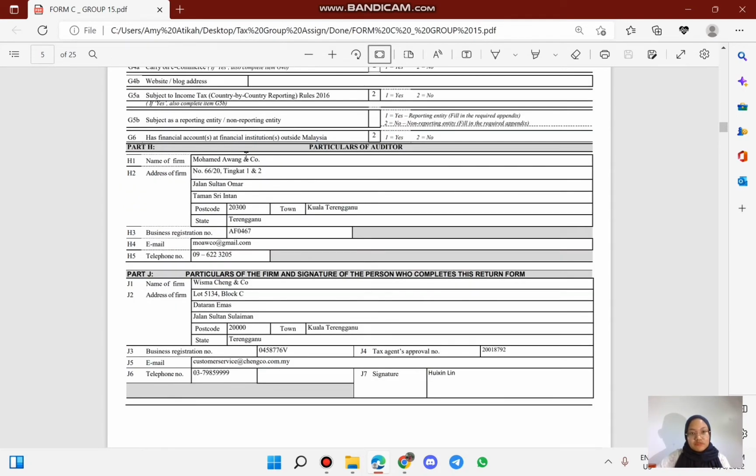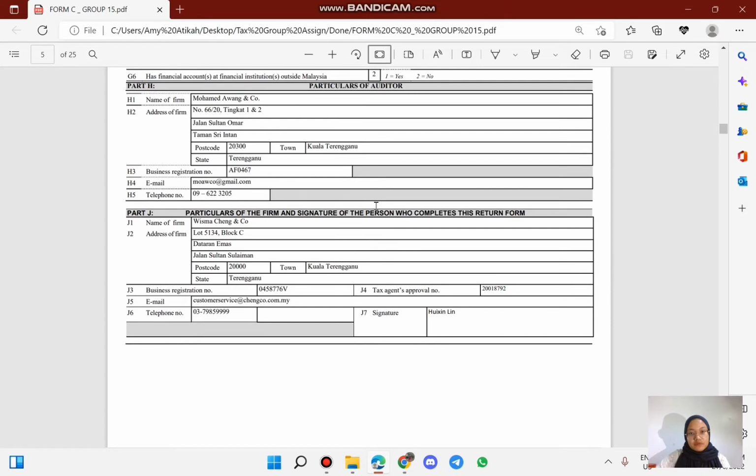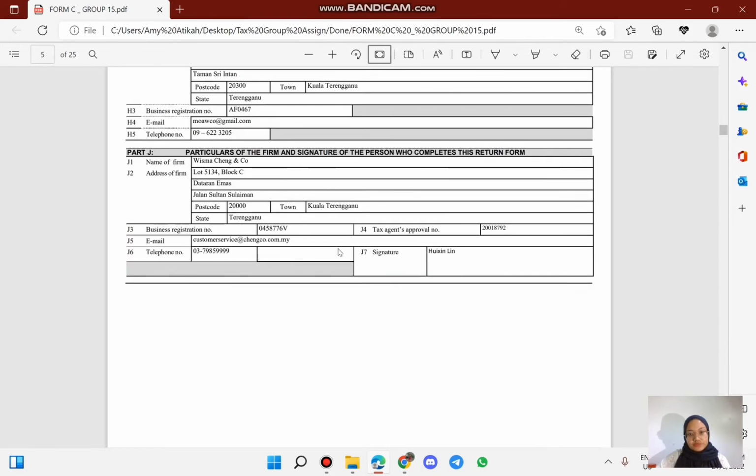And here are the particulars of the auditor. The auditor for Kerja Kumpulan Sdn Bhd is Muhammad Awang and Co, which is at Kuala Terengganu. And here is the firm of the person who completes this form for this company, which is Wisman Cheng and Co, which is also at Kuala Terengganu.